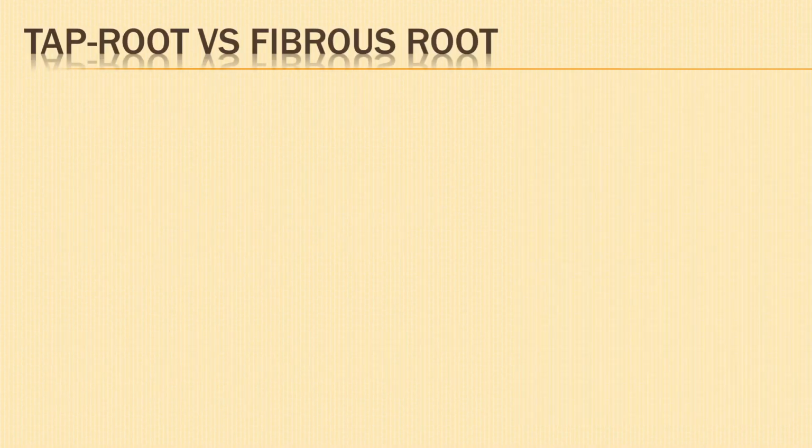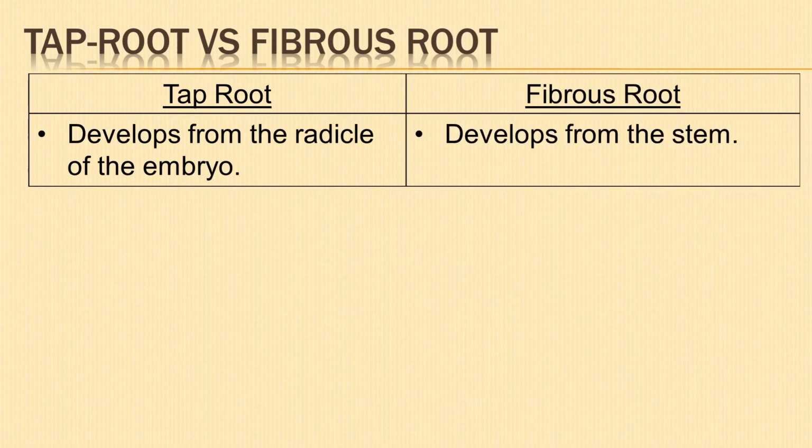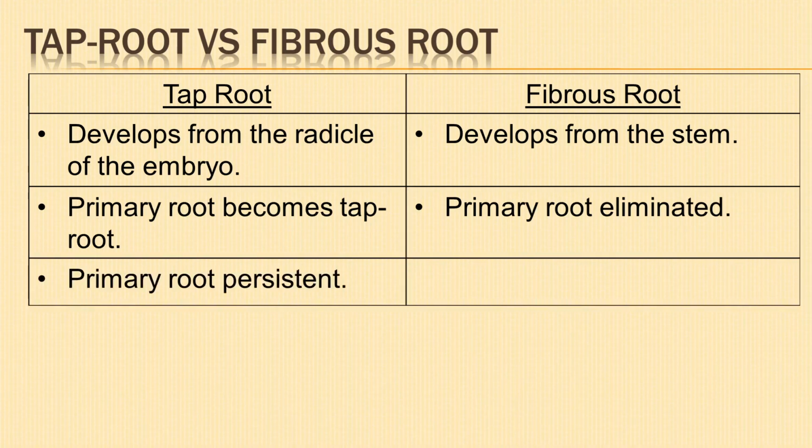Now, let us study the differences between taproot and fibrous root. Taproot develops from the radicle of the embryo. Fibrous root develops from the stem. In taproot, primary root becomes the taproot. In fibrous root, primary root is eliminated. In taproot, the primary root is persistent. Primary root is short-lived in the case of fibrous root.